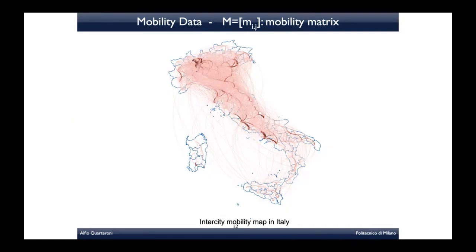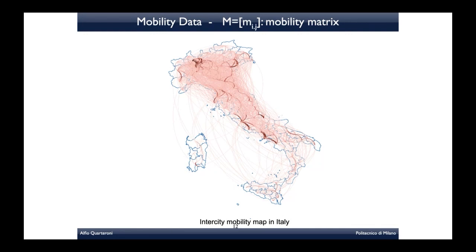You need this data. And this is an example of the intercity mobility map in Italy. So we represented Italy through its about 100 provinces, so big cities, and we ended up creating a graph of mobility between all the cities. We need those data to feed the model. If those data are inaccurate, the model will be inaccurate.